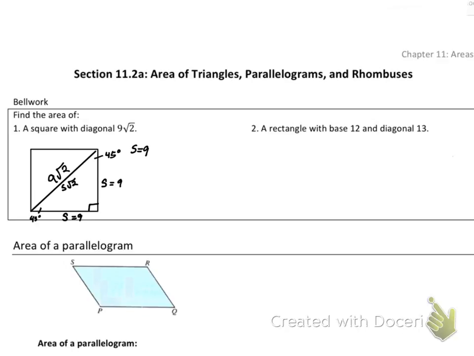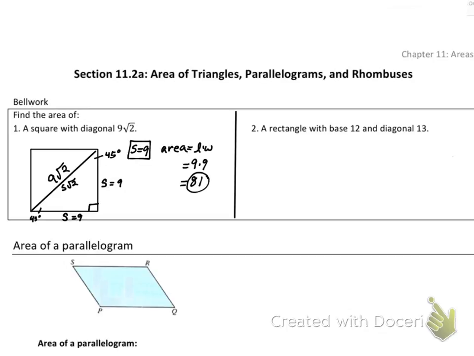I don't know why I put that s equals 9 there. It kind of gets in my way. But we'll say area equals length times width, which equals 9 times 9, which equals 81. Length times width, 9 times 9, 81. Done.